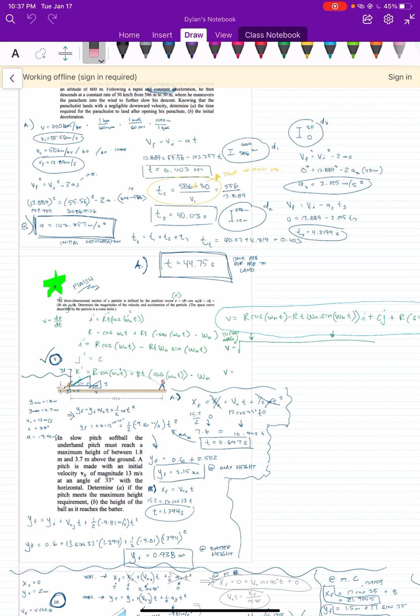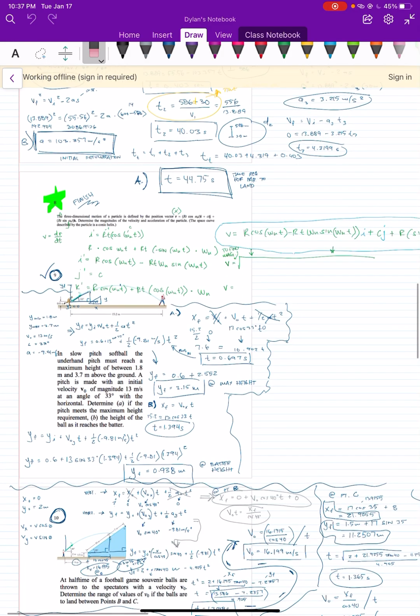Number 8, I need to finish. Basically, I took the derivative of the i, j, and k components of the vector separately. It takes a lot to write that out. That's straightforward.